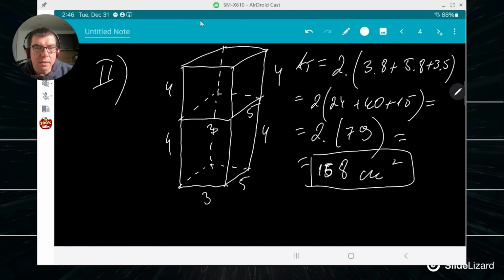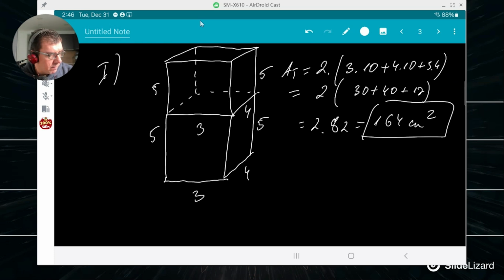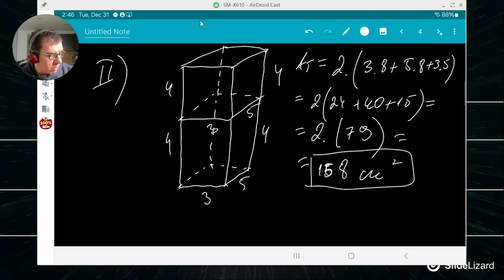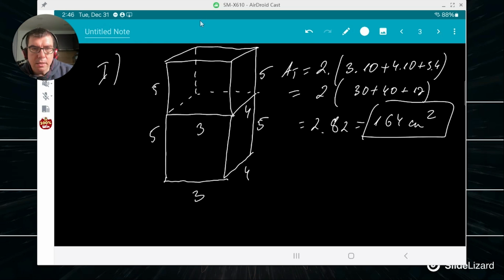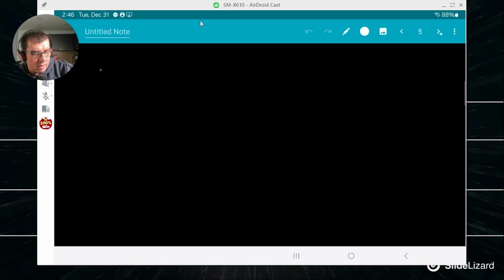158 centimeters squared, and this is less than the previous case, 164. Now we got a smaller number, 158. So now this case is so far the largest possible total area. Now let's consider the third case, okay?